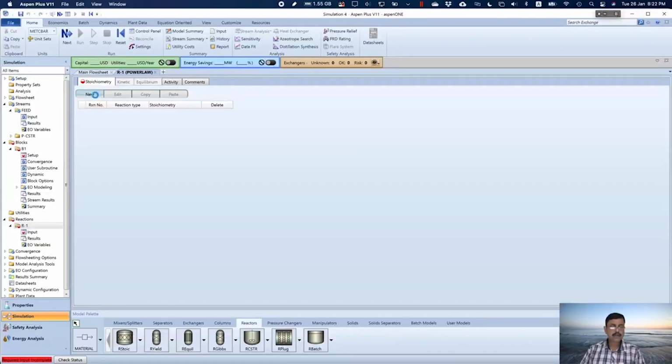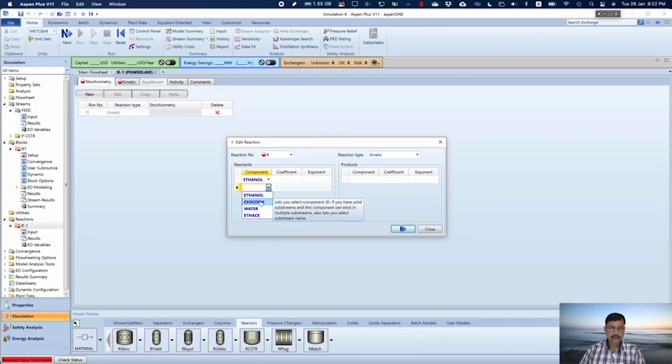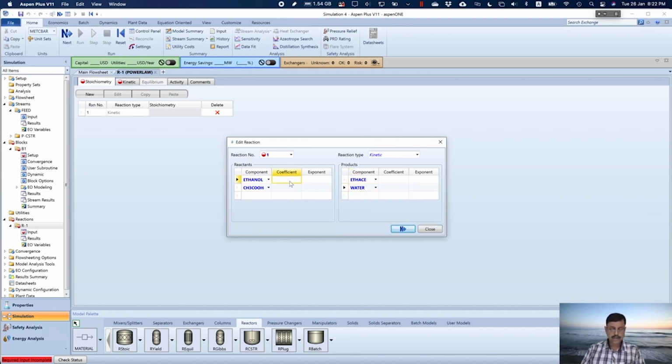So say stoichiometric ethanol reacts with acetic acid to produce ethyl acetate and water. The coefficient should be -1 and -1 for them because they are reactants, and 1 and 1 for the products. Exponent will be 1 and 1 for the reactants, and it will be 0 and 0 for the products. Reaction type is kinetic.